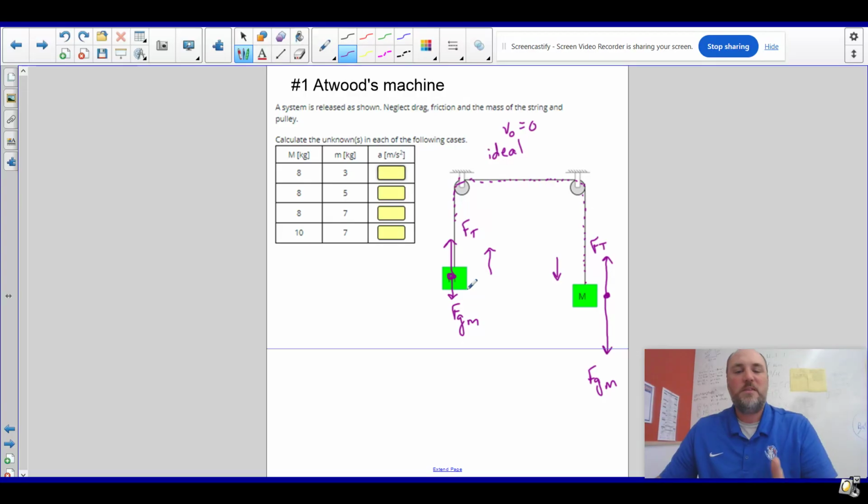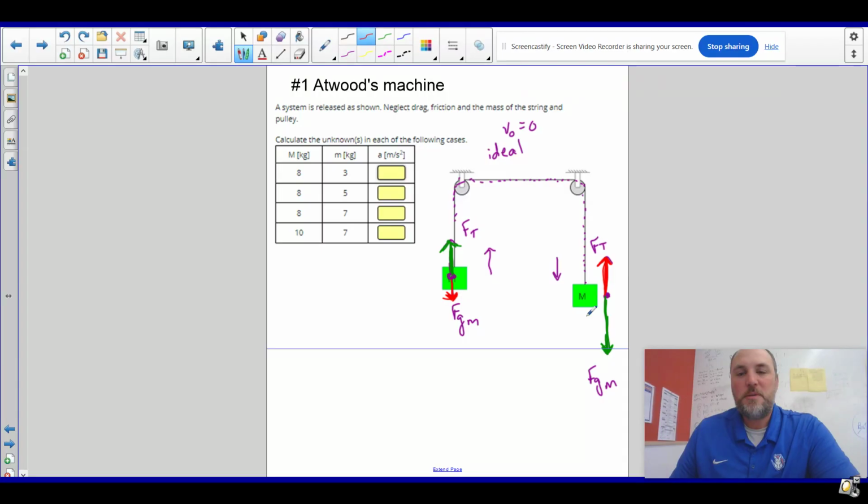Now, what I'd like to do is go through and color code each of these forces. If they're in the direction that the mass moves, I'll color them green. So my tension on little m is going to be green, and my weight of big M is going to be green. And my tension on big M is going to be red because it's against the direction that it moves, and my force of gravity on little m is going to be red because it also is against the motion.